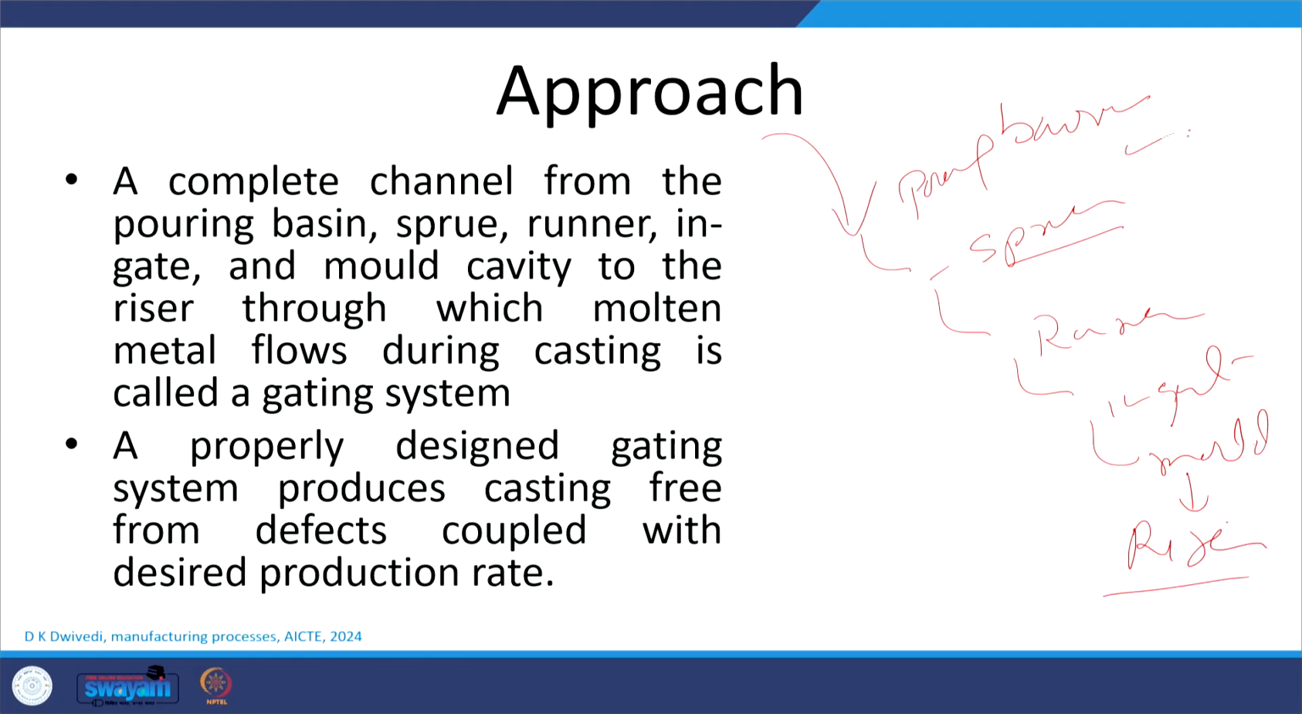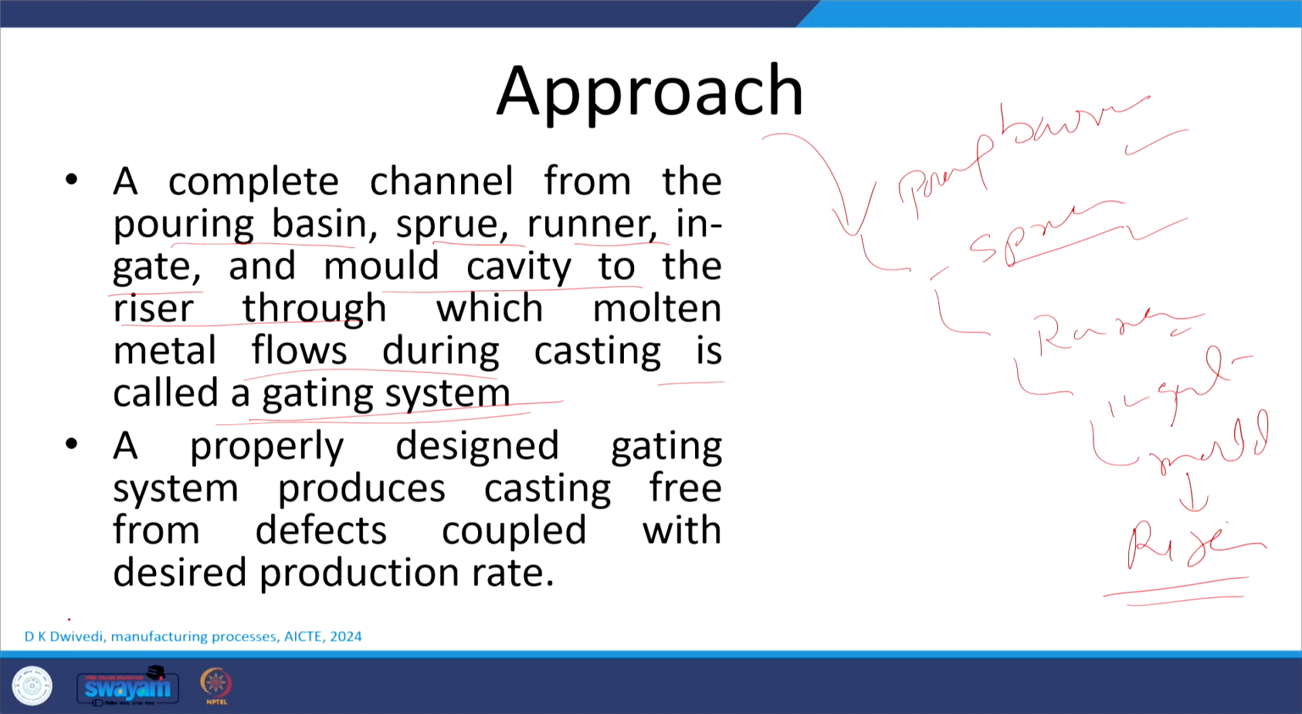So, these are the different components through which the molten metal will be flowing and filling before filling the mold and the riser. Each one plays a unique and specific role in the development of a sound casting. So, the complete channel from the pouring basin through runner, ingate, mold cavity to the riser, through which molten metal flows during casting, is called the gating system.